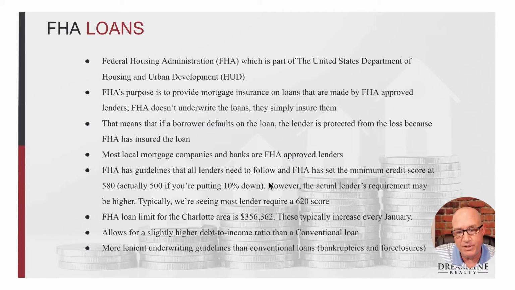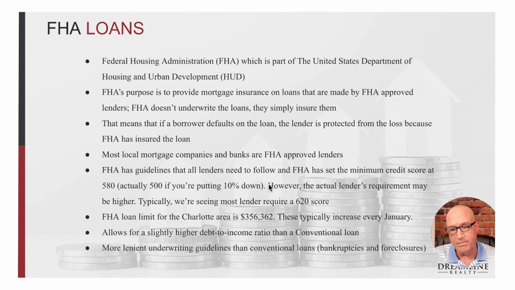And some of the differences between FHA loans and conventional loans, as I had just mentioned, there are more lenient underwriting guidelines in some instances than conventional loans. And they also allow the buyer to have a slightly higher debt to income ratio. So that's the good news with FHA, is you can stretch your buying power just a little bit more on an FHA than a conventional.